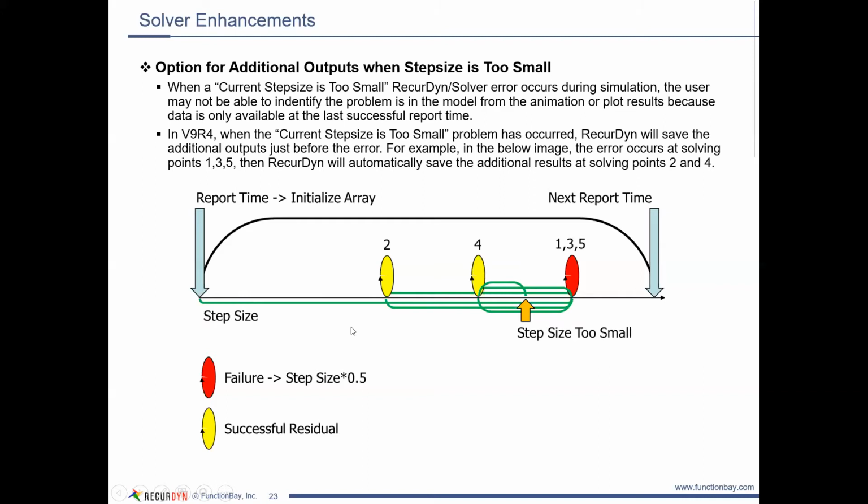So what happens is that if it hits a problem on the first try, that's what this number one is all about, corresponding to this red thing. It takes the big step, and then it tries to converge, and it cannot. So then what Recurtyn does is that if it can't converge within a specified number of iterations, it will cut the step size in half, and then try to converge again. In this case, it cut the step size in half and it converged just fine.